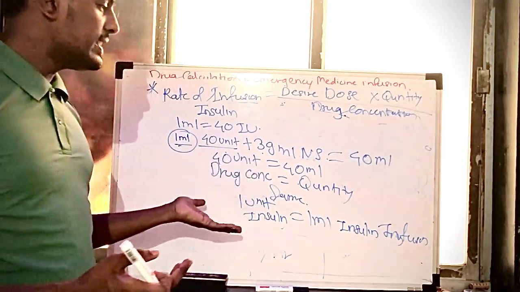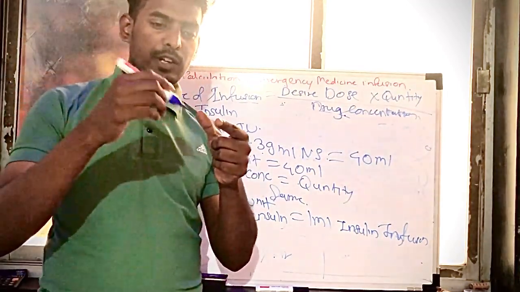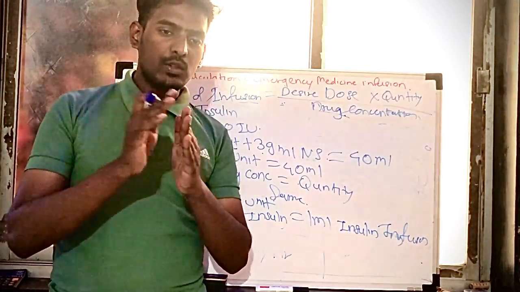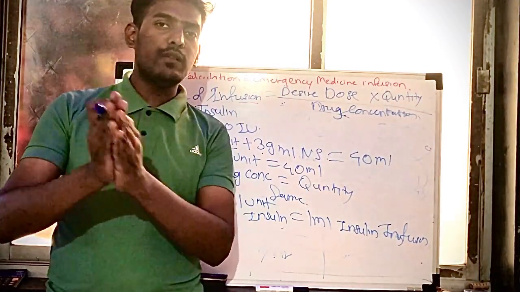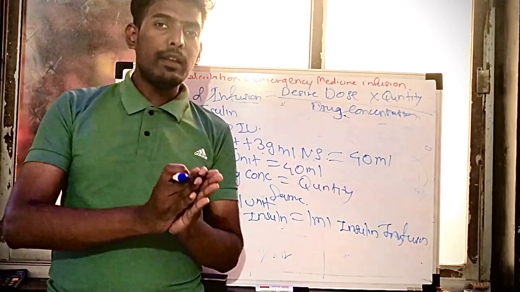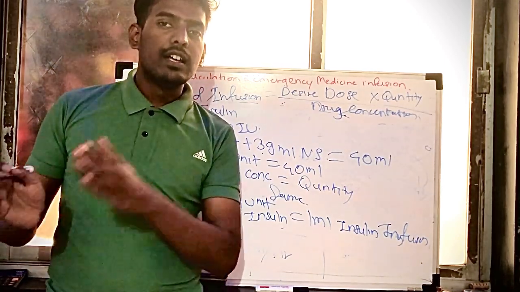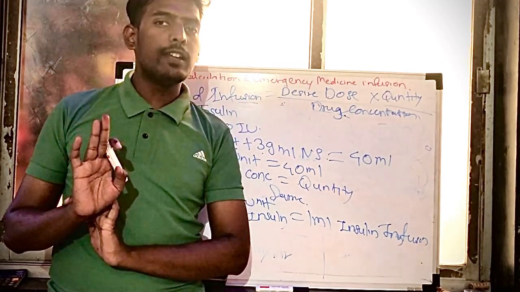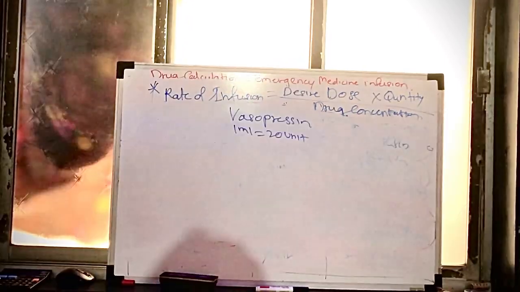So it's very easy. Just take 1 ml, 40 unit of the insulin, and then add it into 39 ml of NS. You get 40 unit of the insulin in 40 ml of NS. 1 ml of NS contains 1 unit. So if the doctor tells you to start at 0.5 unit, start at 0.5 ml. So it's very easy.